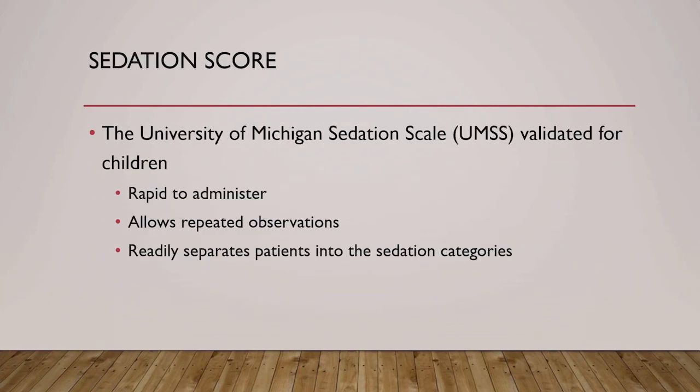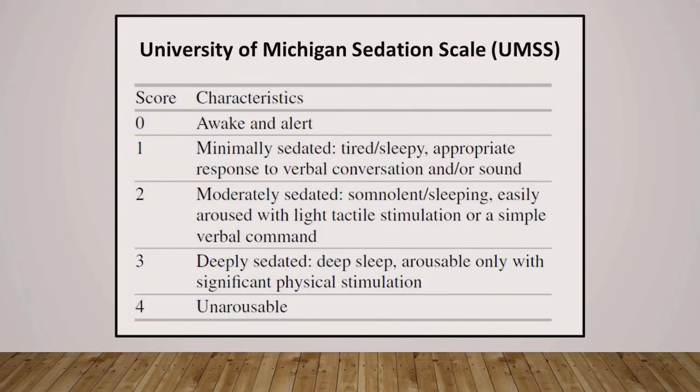So the sedation score we use is the UMSS, the University of Michigan Sedation Scale, which is validated for children. We choose to use this sedation score because it is rapid to administer at the bedside. It allows repeated observations, and also it readily separates patients into different sedation categories. So this is what the UMSS looks like.